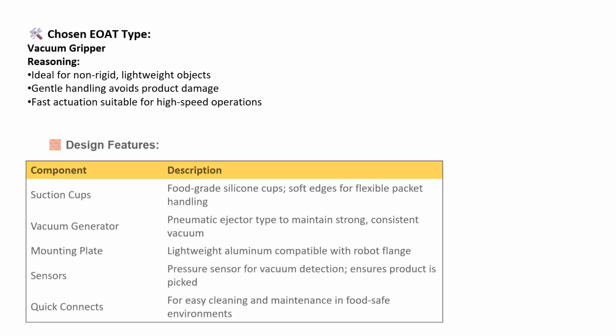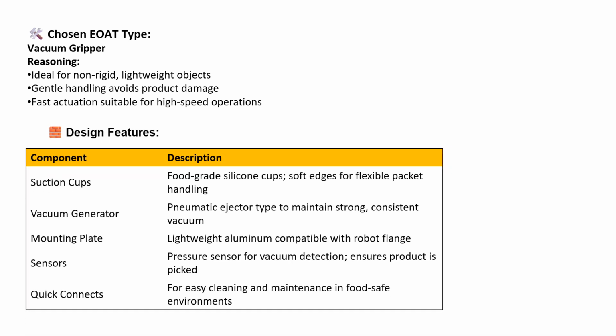The best possible way is with the vacuum gripper. Why? The reason is that vacuum grippers are ideal for non-rigid and lightweight objects, because they will not apply huge pressure and they have inbuilt compliance, so they will not cause any damage to the product. They will handle the packets gently, and they have fast actuation speeds. So that's why we can use vacuum grippers.